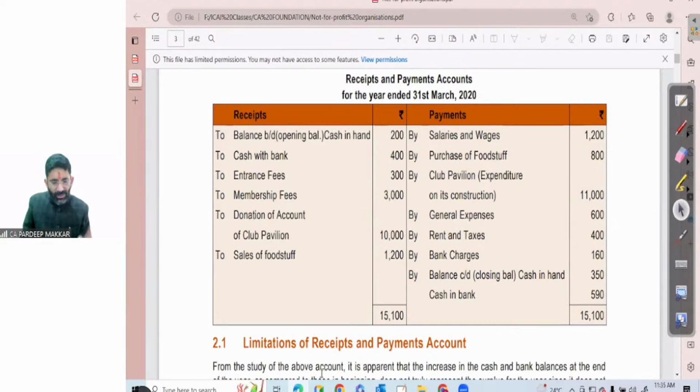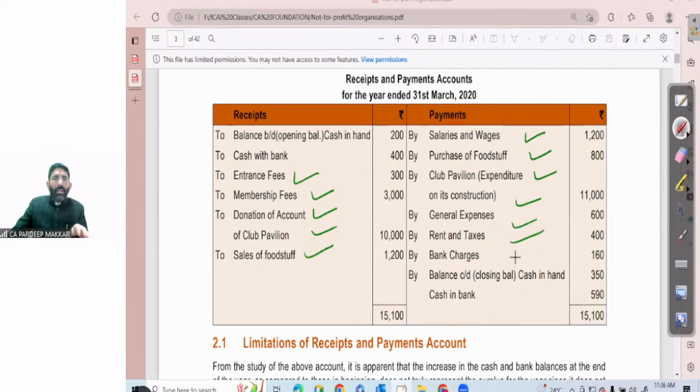So once more about receipt and payment account. Just wait, beta. The general point is that all receipts, whether capital or revenue, will be entered in the debit side of the receipt and payment account. See, these are entered. All payments, whether capital or revenue, will be entered here, but it must be paid. If it is not paid, it is only due, then it will not be entered. It is a simple cash and bank account. That's it. Nothing else. No other difference is there.